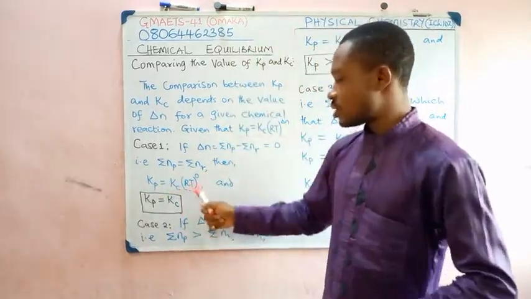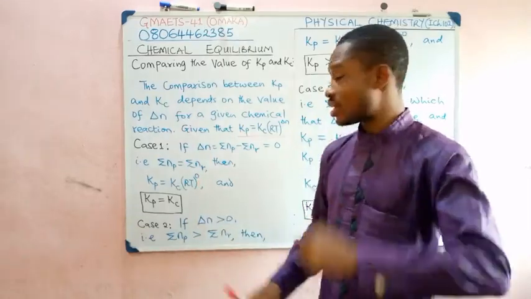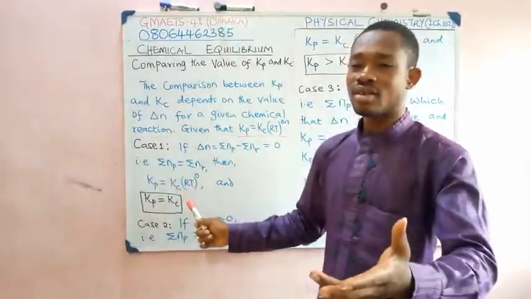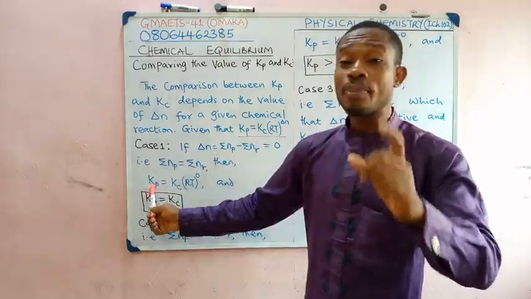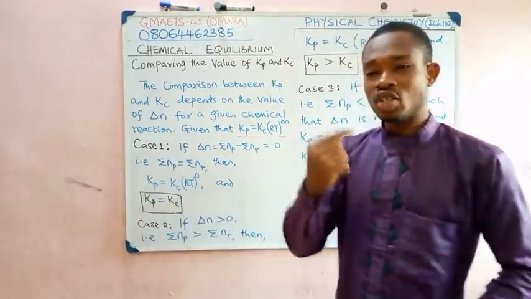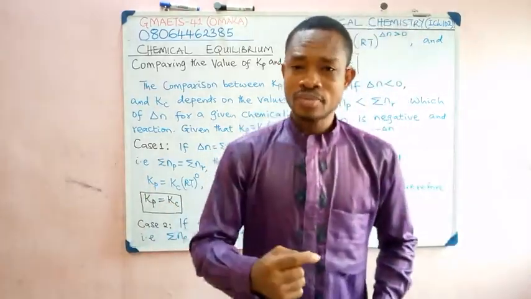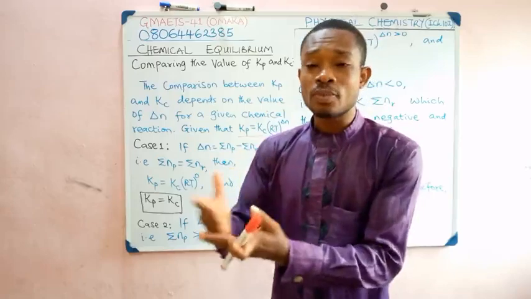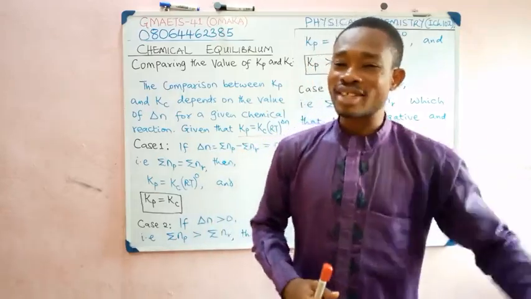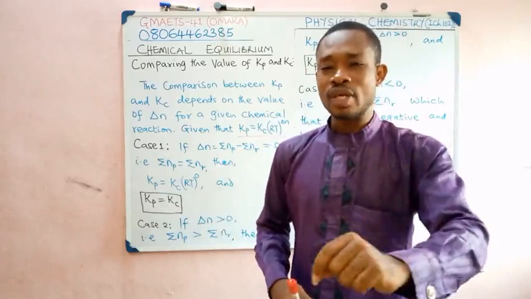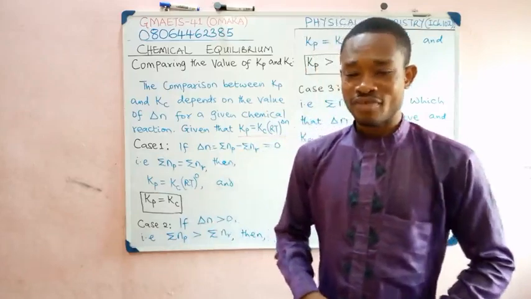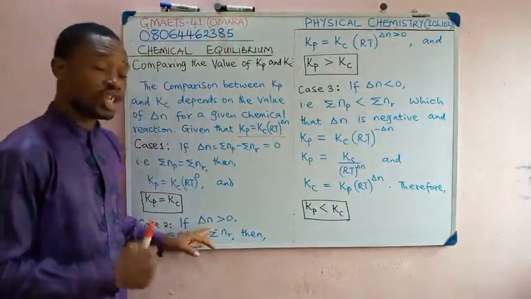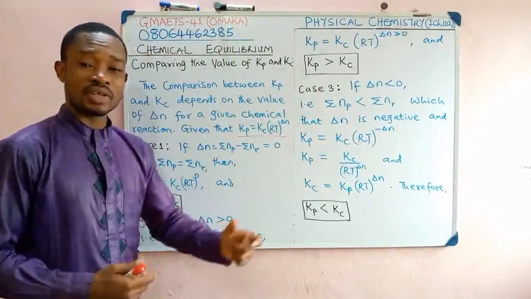You take note that this RT term would give us 1, because RT raised to the power 0 is 1. 1 times Kc will give us Kc. And you notice that Kc will be equal to Kp. Therefore, when the change in number of moles is equal to 0, a given equilibrium chemical reaction where the number of moles of the product is equal to the number of moles of the reactant, we expect that Kp will be equal to Kc for such a reaction.